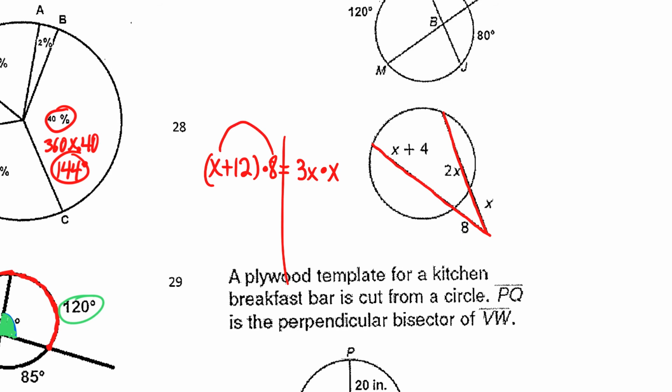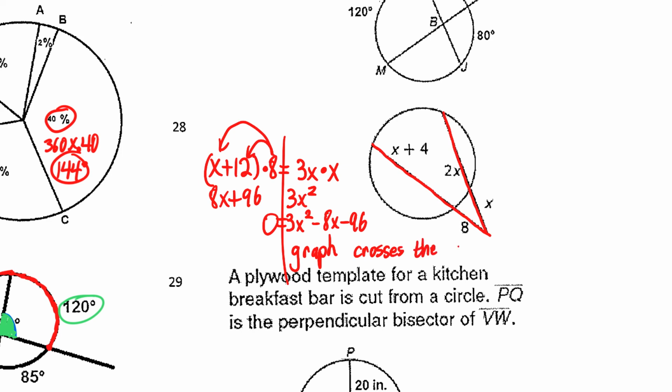So we're going to distribute here. We're going to get 8x plus 96 equals 3x squared. Am I going to be able to get rid of that x squared here? No. So what I'm going to do is move them all to the same side. So I'm going to have 3x squared minus 8x minus 96 equal to 0. And so remember what you're going to do on this is you're going to graph it and look for the place where it crosses the x-axis.